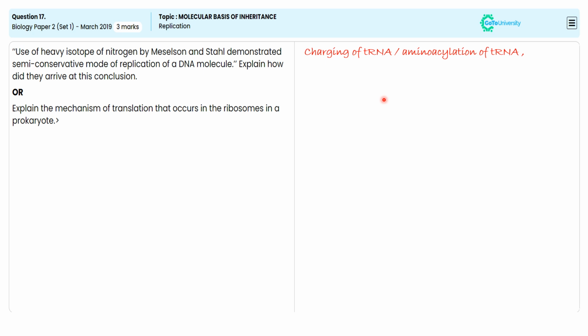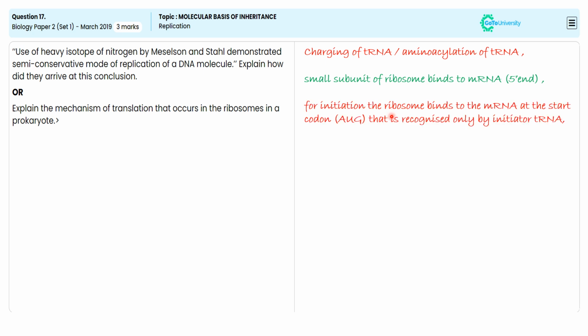The small subunit of the ribosome binds to the mRNA exclusively at the 5' end of the mRNA. For this specification, we get half a mark. When the ribosome binds to the mRNA at the start codon, that is recognized only by the initiator tRNA. In this way, the translation initiation is executed. For this specification, we get another half mark.